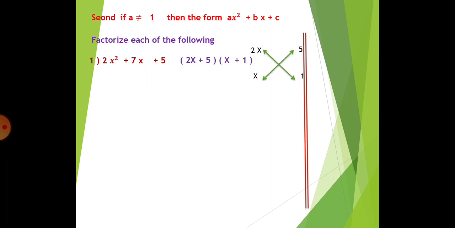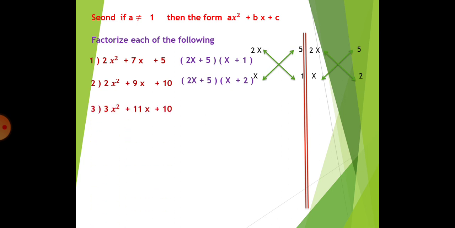Number 2, 2x power 2 plus 9x plus 10. We factorize 2x power 2, it will be 2x and x. Factorize 10, it will be 2 times 5. We don't put 2 behind 2. 2 and 2, we can't put it on the same brackets. So factorize 10, it will be 5 times 2. Product of extreme, 2x times 2, 4x, 5 times x, 5x, 4x plus 5x, it will be 9x. So we can factorize 2x power 2 plus 9x plus 10, 2x plus 5, and x plus 2.